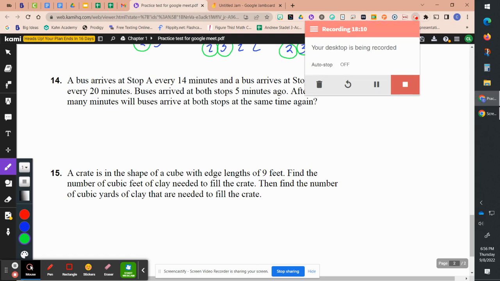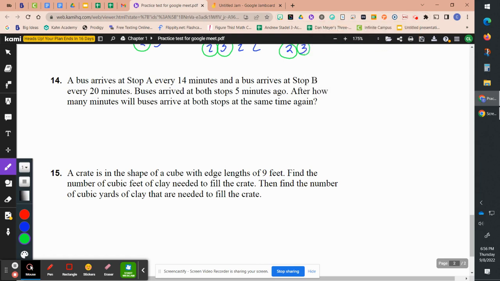Okay, back again. A bus arrives at this stop every 14 minutes. A bus arrives at this stop every 20 minutes. If buses arrived at both stops 5 minutes ago, after how many minutes will the buses arrive at that same stop again?